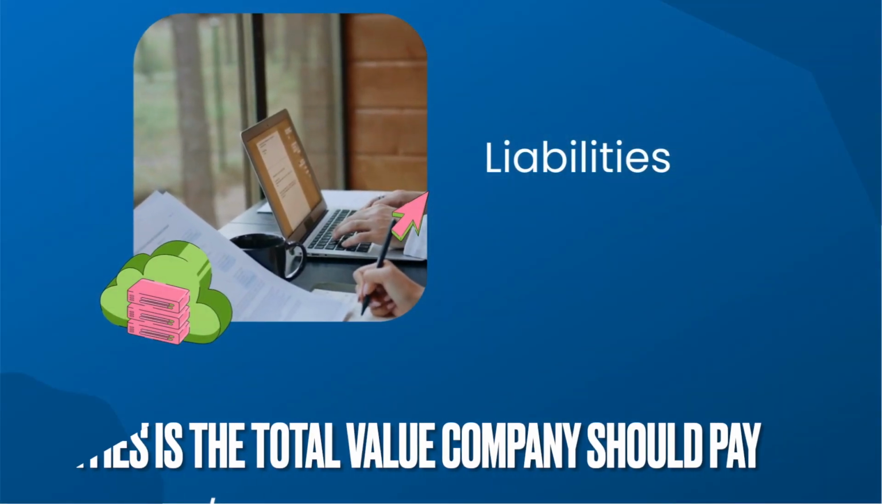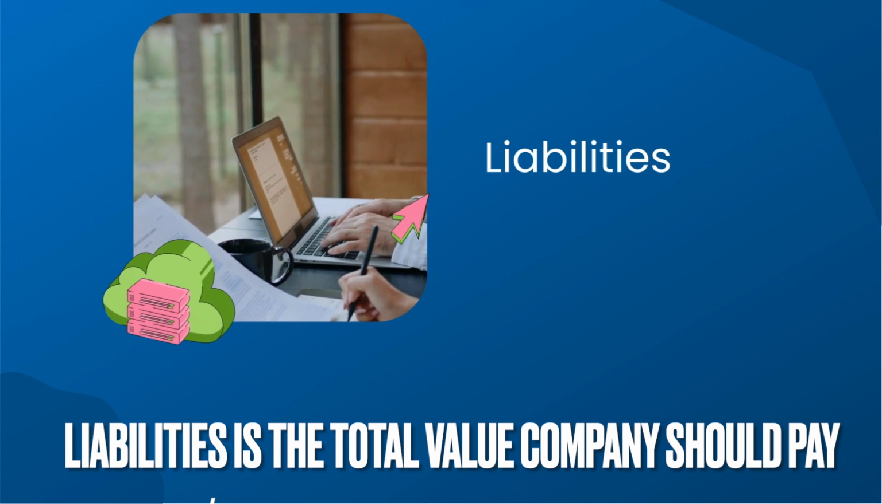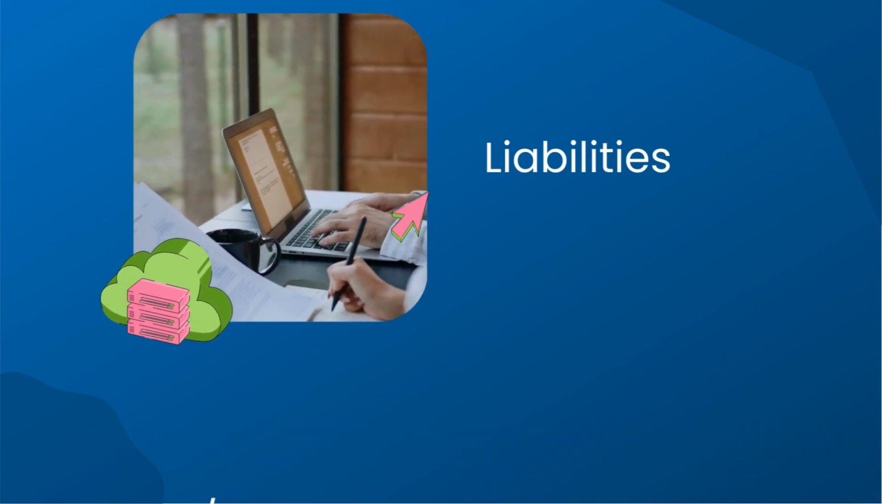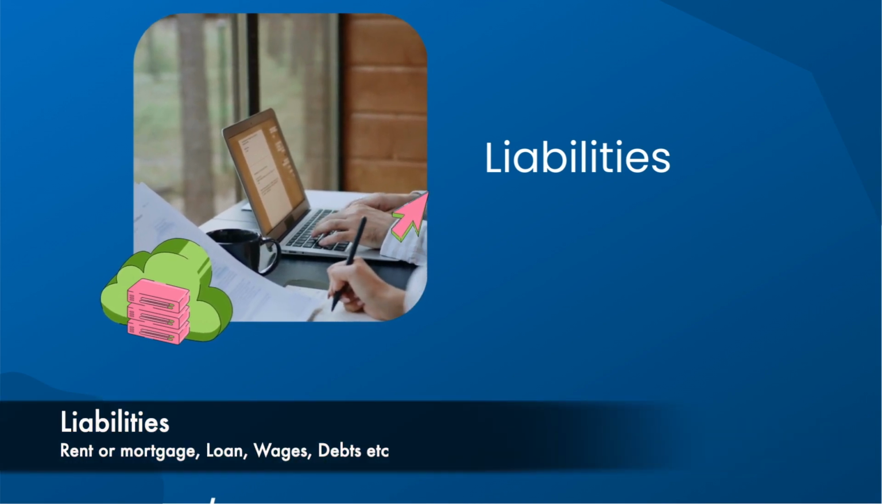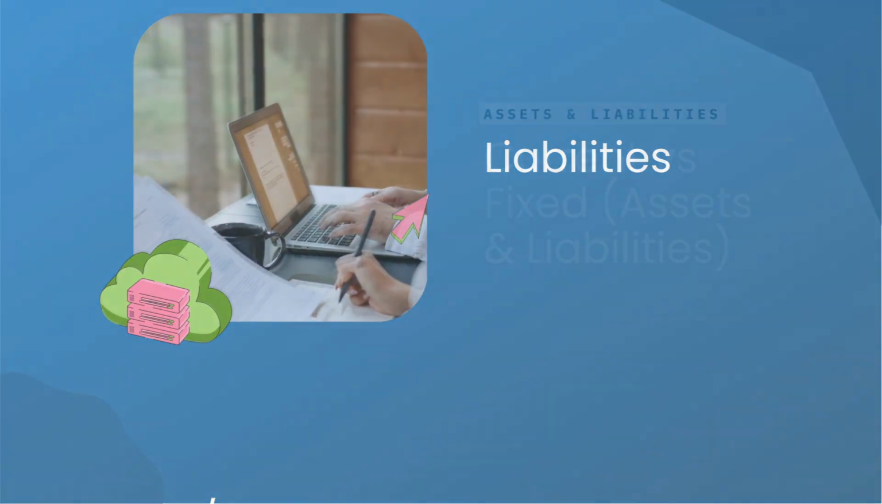Now liabilities for the company is the total value that the company must pay in the short term or the long term. It could include loan, mortgage or rent payment and so on. It includes all the debts that the company is having.